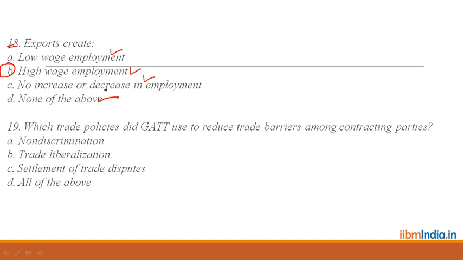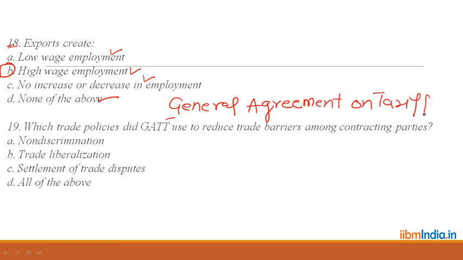Question number 19. Which trade policies did GATT use to reduce trade barriers among contracting parties? Non-discrimination, trade liberalization, settlement of trade dispute, all of the above. GATT stands for General Agreement on Tariffs and Trade. Which trade policy did GATT use to reduce trade barriers among contracting parties? Non-discrimination, trade liberalization, settlement of trade dispute, all of the above.